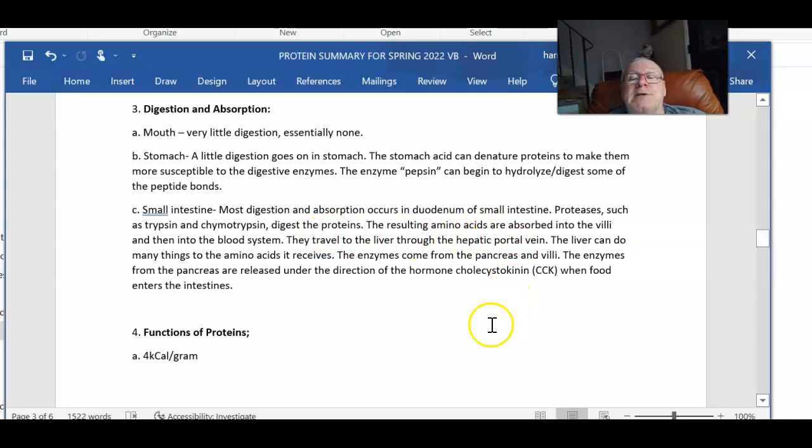The resulting amino acids are absorbed into the villi and then into the blood. Then they travel to the liver through the hepatic portal vein, and the liver can do lots of things to these amino acids that you've eaten. We've talked about gluconeogenesis before.